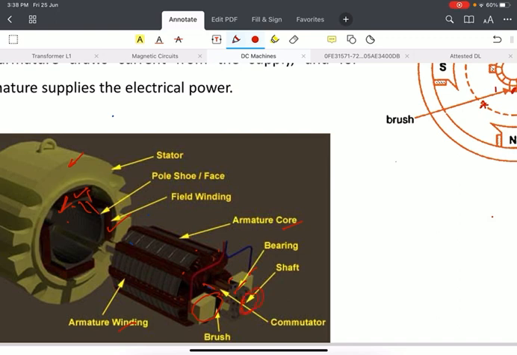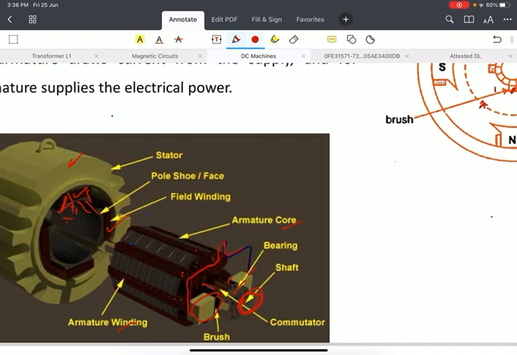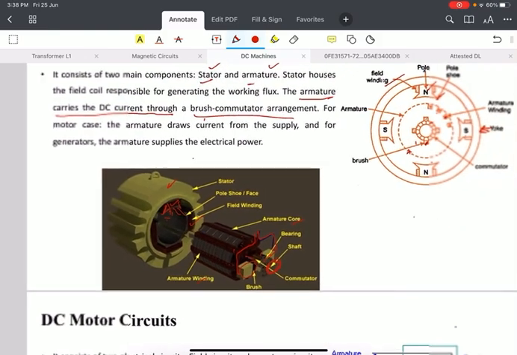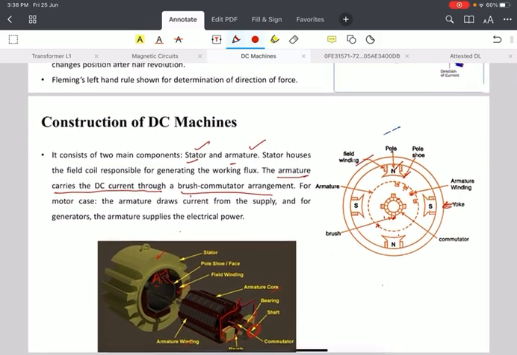Similarly, if it's a DC generator, this shaft will be connected to a turbine or a prime mover, and this will start rotating. It has a magnetic field, and when a conductor is being rotated, there will be a rate of change of flux in the magnetic field, and EMF will be induced in the conductors. This EMF will appear across the brushes, which will be connected to the electrical load in a DC generator.